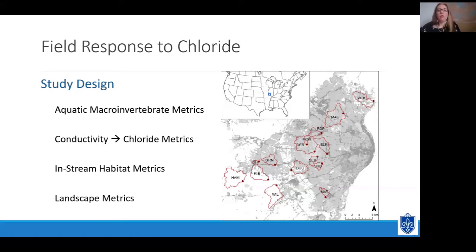Three landscape metrics of watershed conditions were also used, and those were watershed area, percent impervious surface, which is used as a surrogate for urban development, and then the percent of roadway coverage.